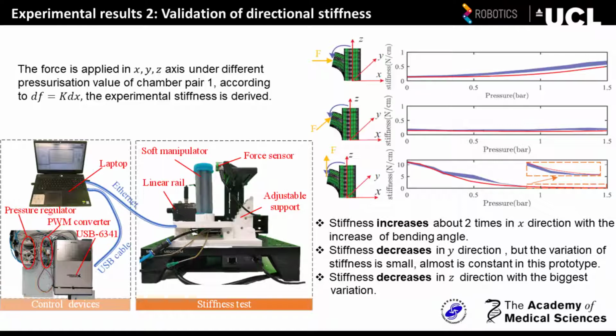The result shows the stiffness in the x-axis increases from 0.2 Newton per centimeter to 0.6 Newton per centimeter, about 2 times variation, as the bending angle increases. The stiffness in the y-axis gradually decreases, but in this prototype, the variation is small and almost constant. In that axis, the stiffness decreases with the largest variation, starting from 11.1 Newton per centimeter to 0.2 Newton per centimeter.